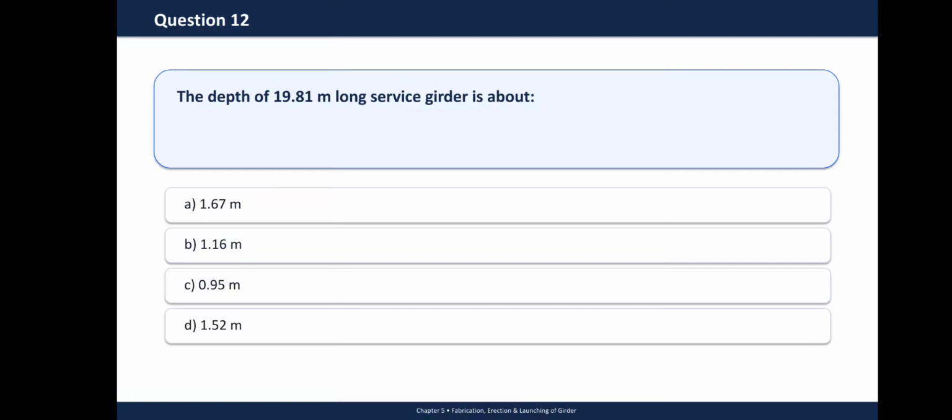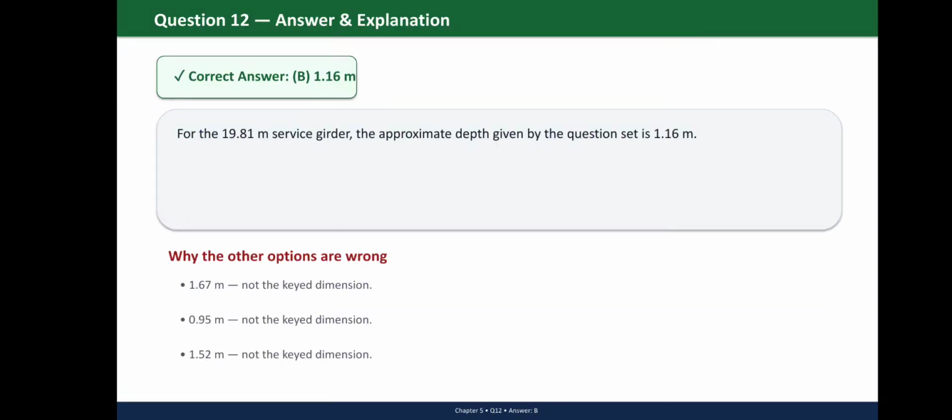Question 12. The depth of 19.81 meters long service girder is about. Options. A. 1.67 meters. B. 1.16 meters. C. 0.95 meters. D. 1.52 meters. Correct answer is B. 1.16 meters. Explanation. For a standard 19.81 meters railway service girder, the structural depth is approximately 1.16 meters.